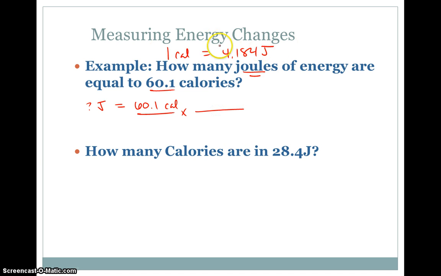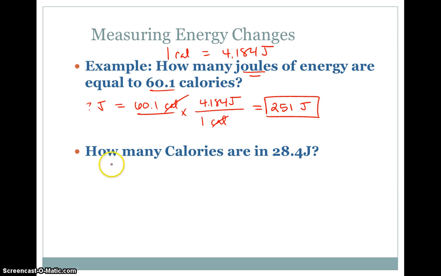I'm going to use this conversion factor here. Since calories are on top, I have to put calories on the bottom. That means my 4.184 joules is going to go on top, and I'm just going to multiply them because my calories cancel and I want to get to joules. So 60.1 has 3 sig figs, so when I multiply these two things together in my calculator, I'm going to round the answer to 3 sig figs, which would get me to 251 joules.